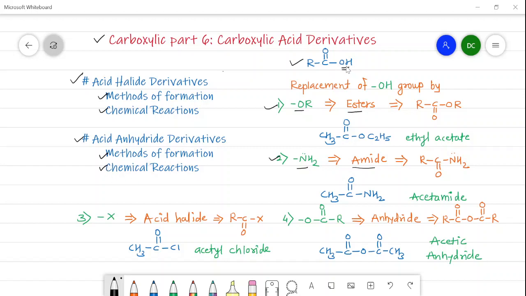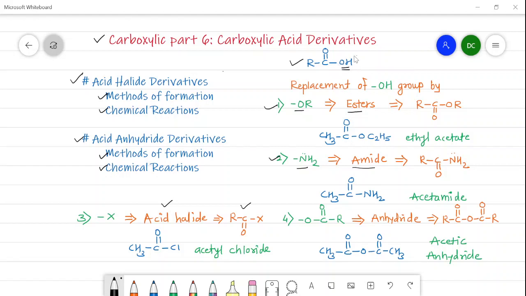Then come to this. When the OH group is replaced by an X, where X is the halogen, then we get acid halide derivatives, which have the general formula RCOX, and the example is CH3COCl, that is called an acyl chloride or acetyl chloride.